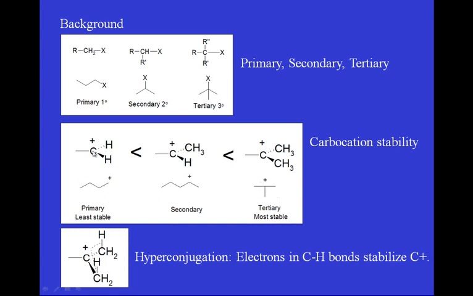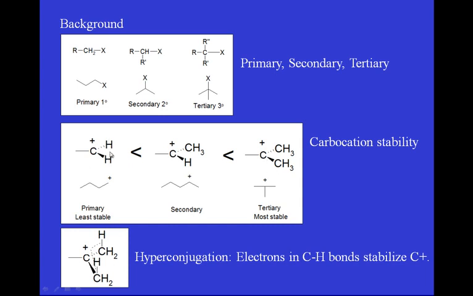Now a primary carbocation is going to look like this. It's going to have a C with a plus and two hydrogens here. A secondary has a C with a plus and a C connected to the plus, and the tertiary has two C's connected to the plus. Now it turns out the more C's we have connected to the C with the positive charge, the more stable it's going to be.